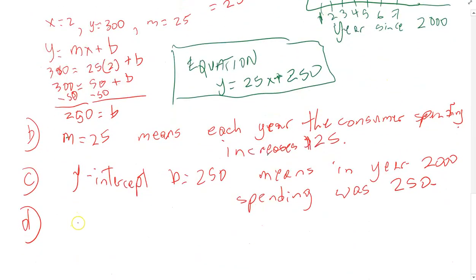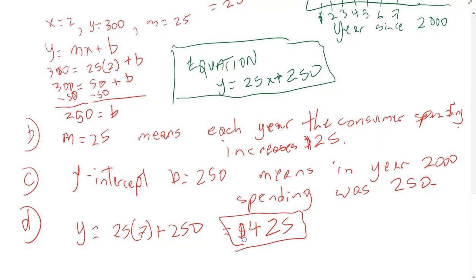So y is equal to mx plus b. So y would be equal to then 25 times 7. This is the year 2007, plus 250. And when we work that out, we should get 425. So that's the average spending in 2007, $425.